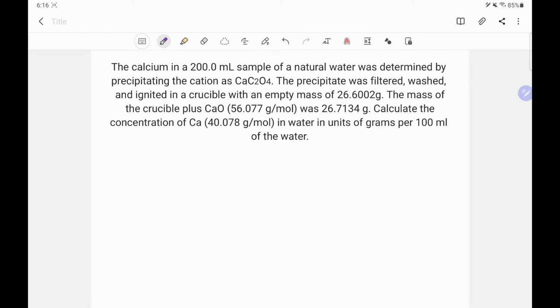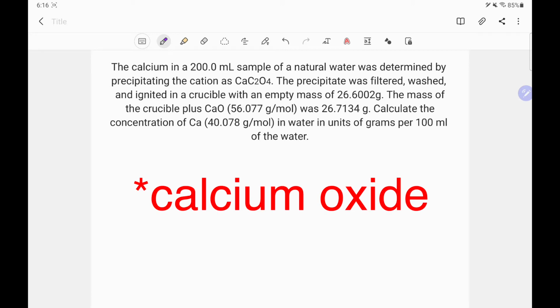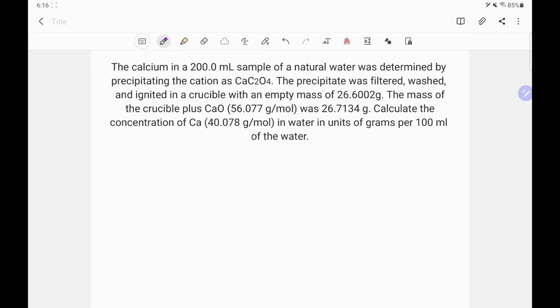The calcium in a 200.0 milliliter sample of a natural water was determined by precipitating the cation as calcium oxalate. The precipitate was filtered, washed, and ignited in a crucible with an empty mass of 26.6002 grams. The mass of the crucible plus calcium oxide, 56.077 grams per mole, was 26.7134 grams. Calculate the concentration of calcium, that's 40.078 grams per mole, in water in units of grams per 100 milliliters of the water.